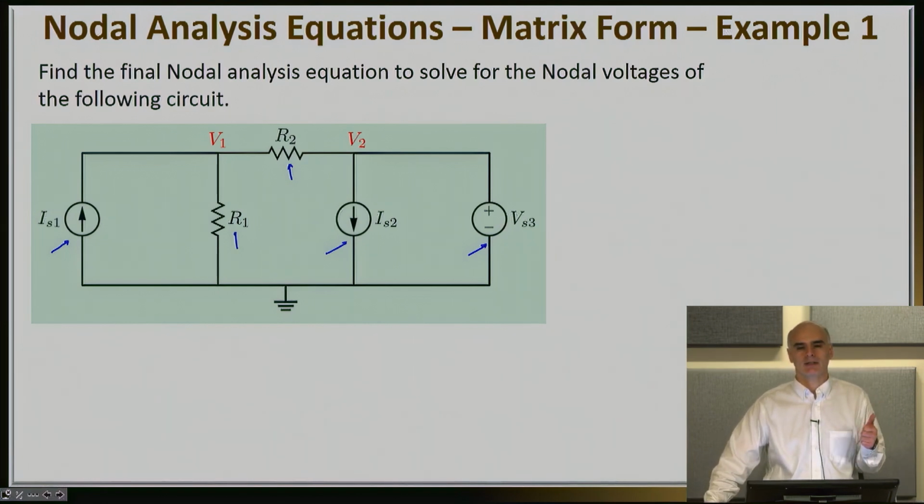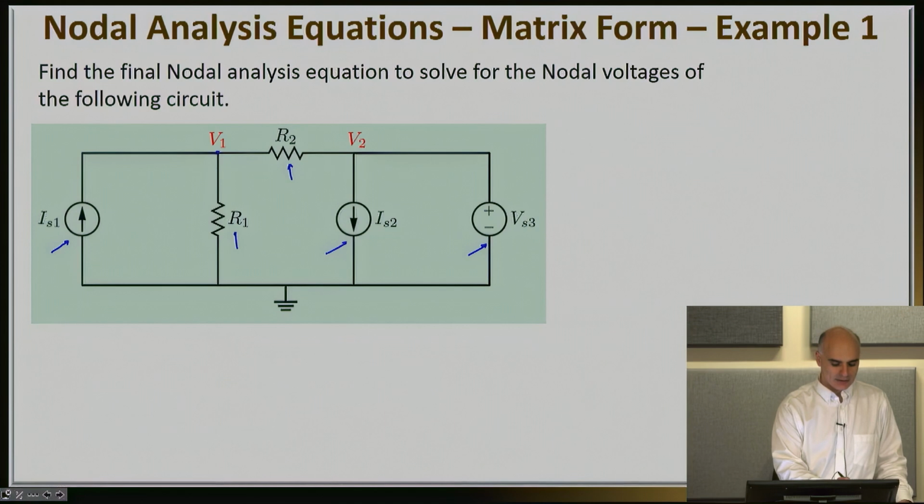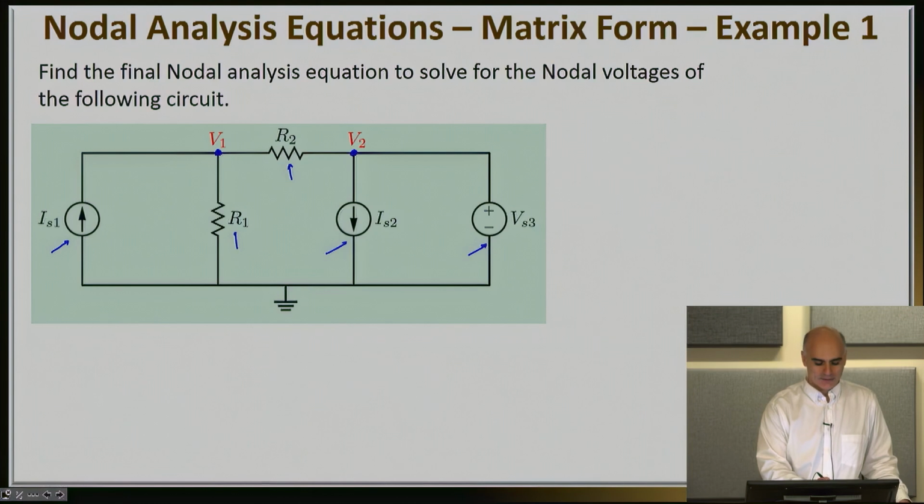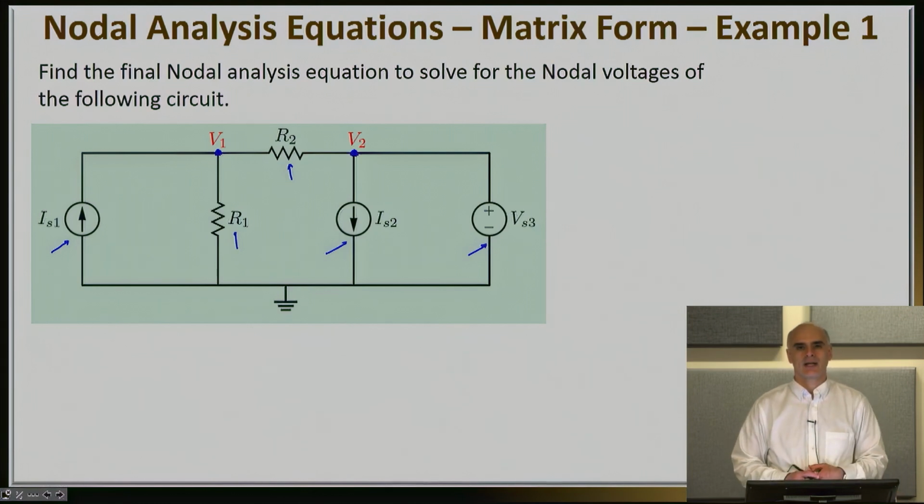Step number one, label all unknown nodes in a circuit. I'm looking at the circuit. I can see that this node here, V1, is clearly an unknown node. I may also label this node V2, and I say I may because if you look slightly more carefully on the circuit, you will probably realize that V2 is actually a known node.